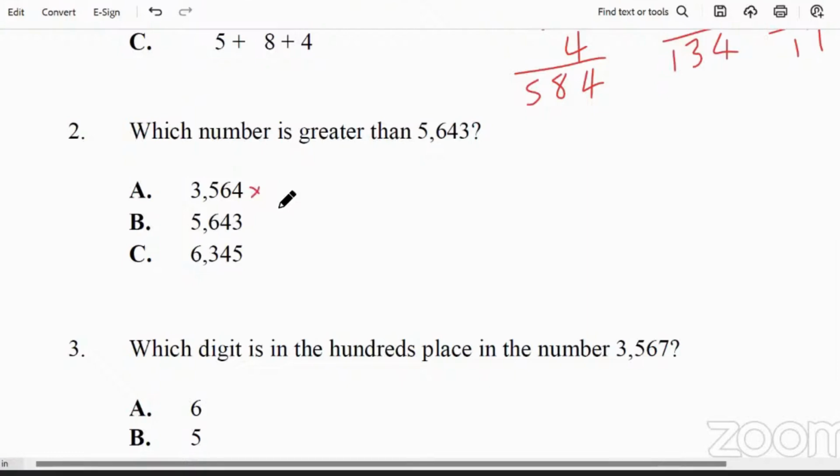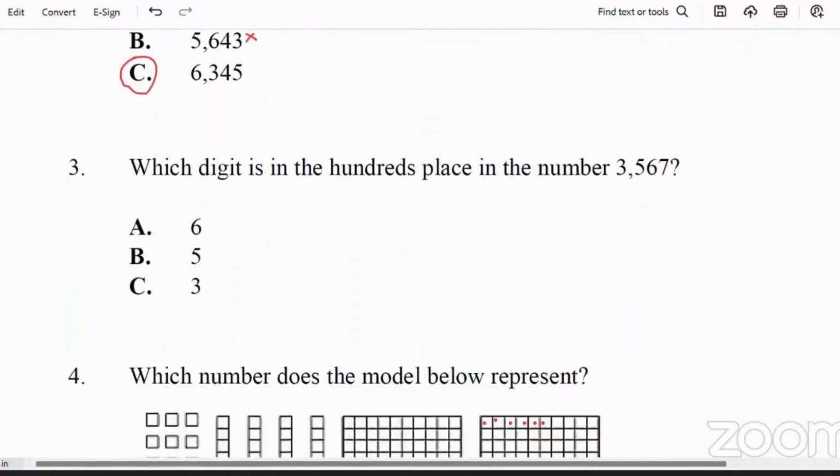And of course, we have another option here, B, that says 5,643. That's the same. So that's equal to our number above. Let's look at C. C says 6,345. So that number, of course, is greater than 5,643. So our answer is C. Okay, B is not greater, it's equal to the number, so that also does not work. All right, let's get to question 3.